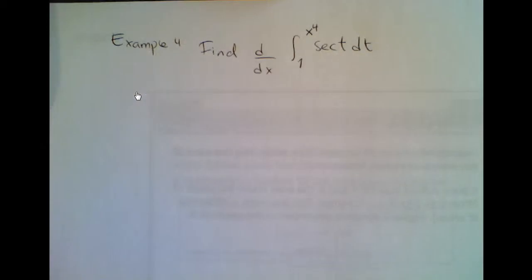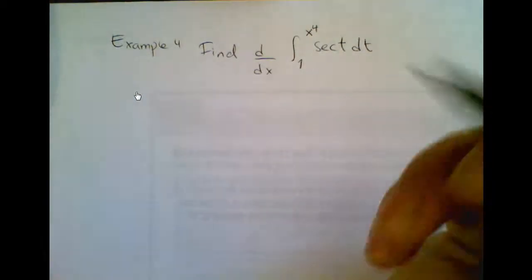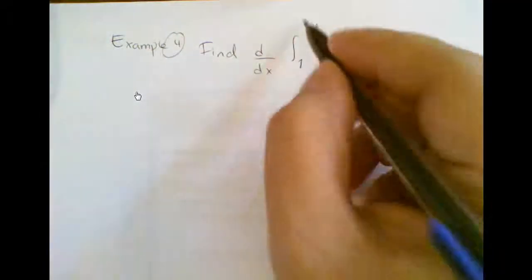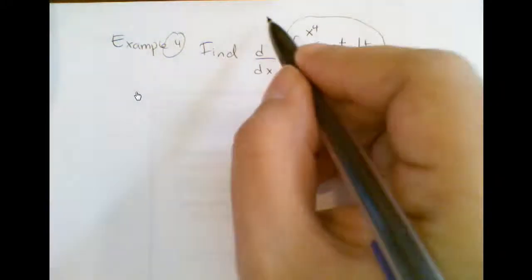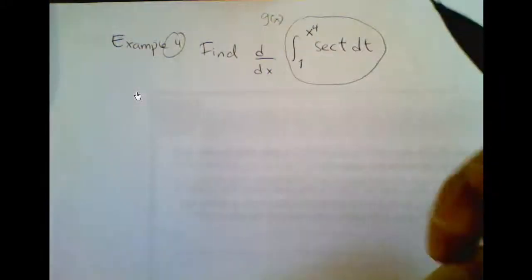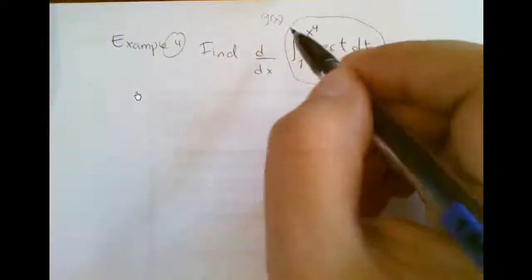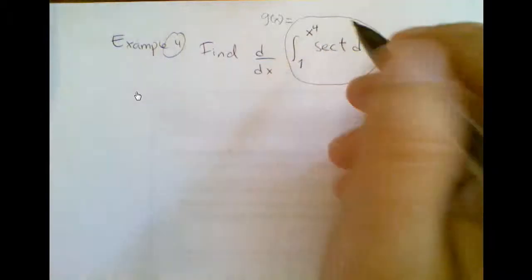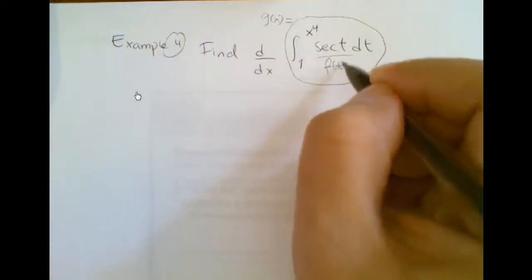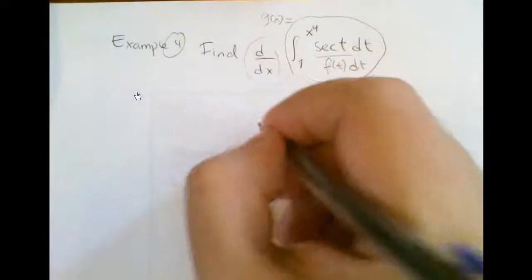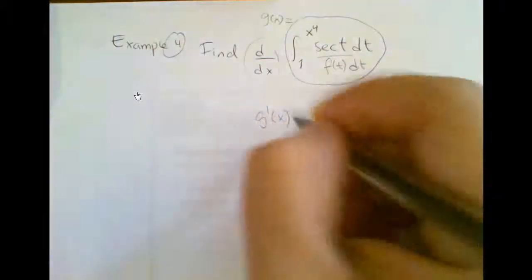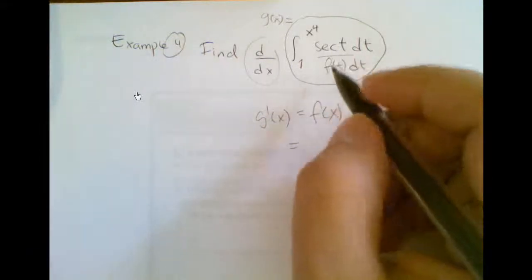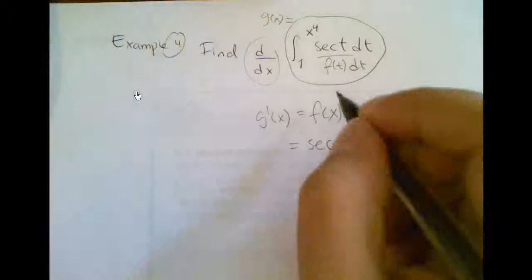I promise I'll finish very soon. The second part is not as long as the first part. Let me just do example 4 to convince you that it is that simple. So if I'm defining this function, you can call it g of x, you can call it anything you want. Using the definition, if this is g of x, the integral from 1 to x to the 4 of some function f of t dt, then what I'm trying to find is the derivative, g prime of x. And you know that g prime of x is simply f of x. So g prime of x here will be simply the secant function.